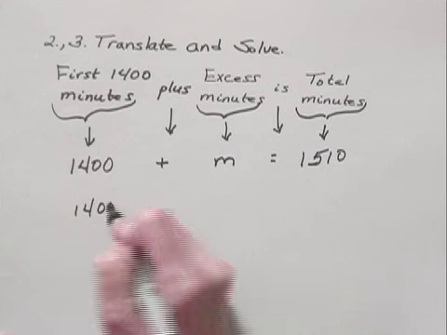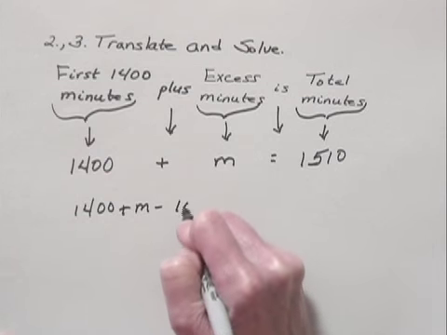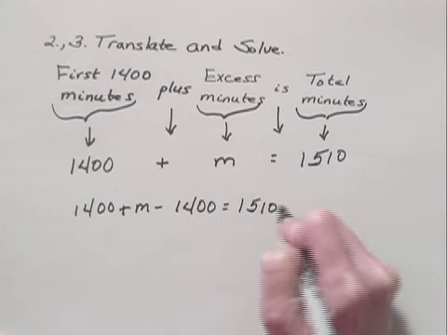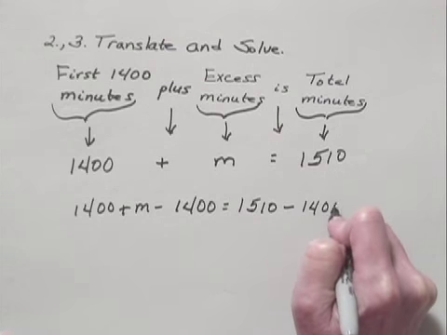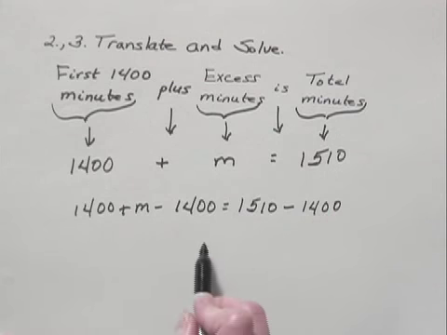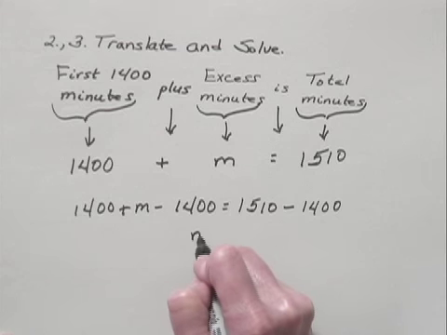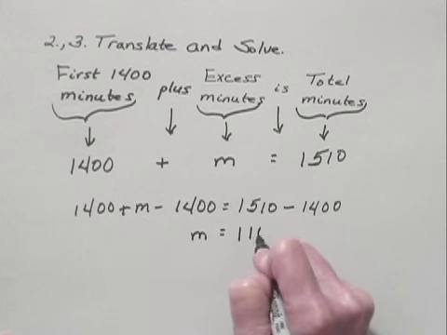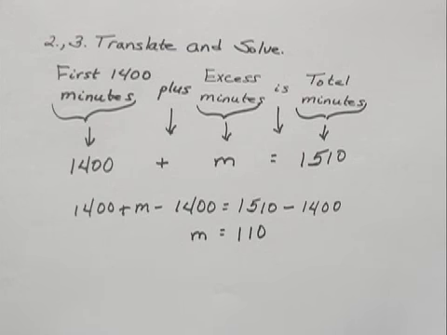We'd have 1,400 plus m minus 1,400 is equal to 1,510 minus 1,400. On the left side we have m plus 0, or just m, and on the right-hand side we find that the difference is 110. So this is the number of minutes in excess of the basic 1,400 minutes. Now we're going to multiply to find the cost of these 110 excess minutes. And let's let that cost be C.